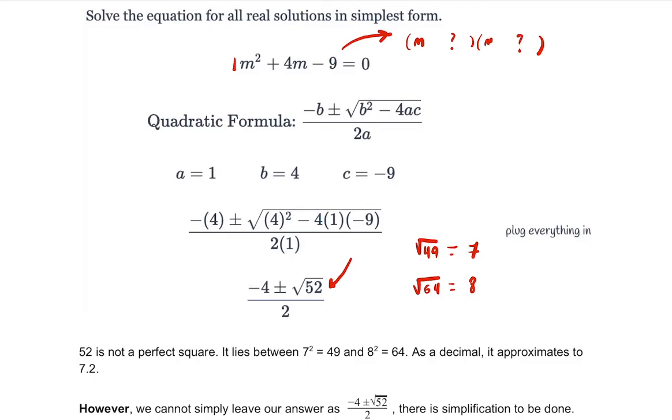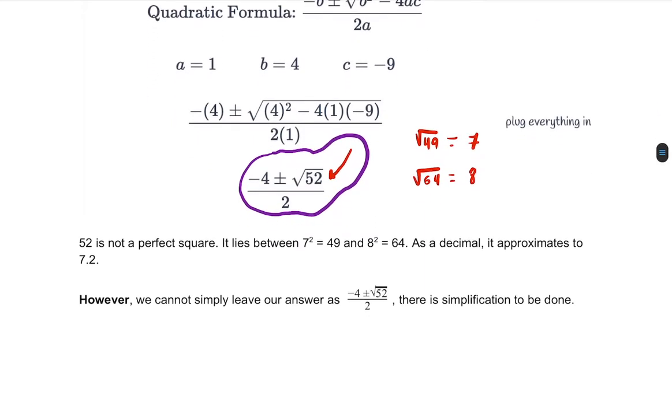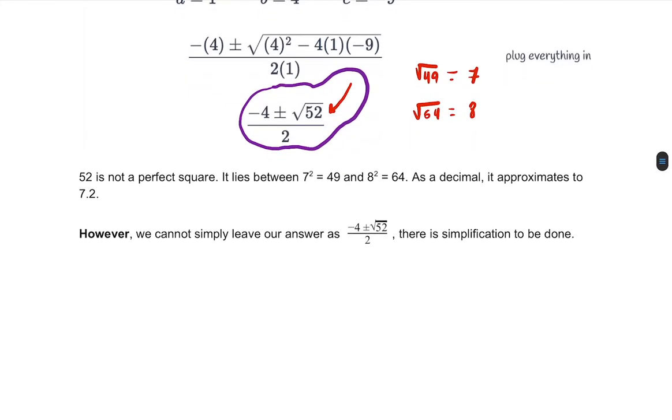If you were not asked to simplify this, this would be a fully correct answer. However, just like we don't leave things as 4 over 12, we'd say 1/3, there is more that you can do here to simplify. And I'm going to have to remind us of a technique from Algebra 1.